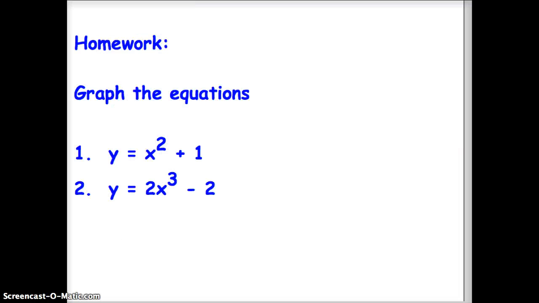You have two homework problems to try on your own. Make sure to graph these and create your T-charts to help you show your work.